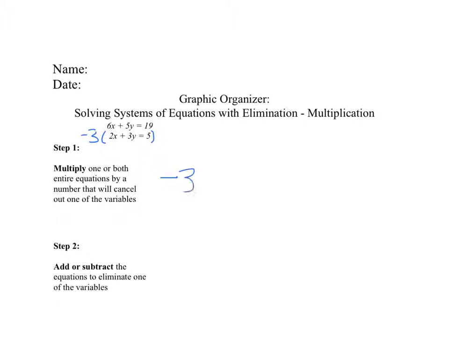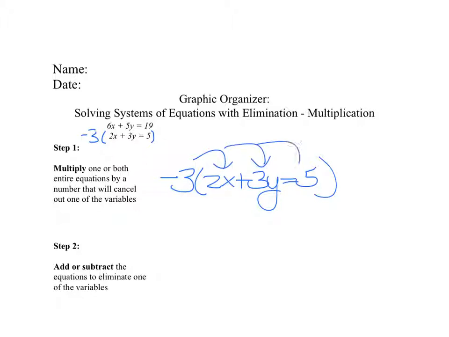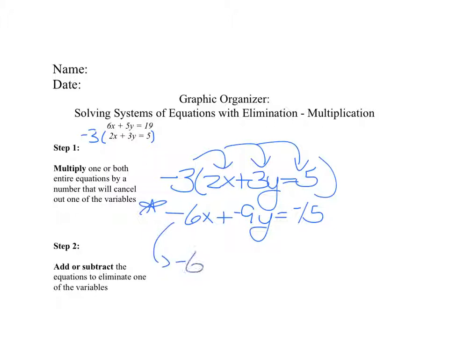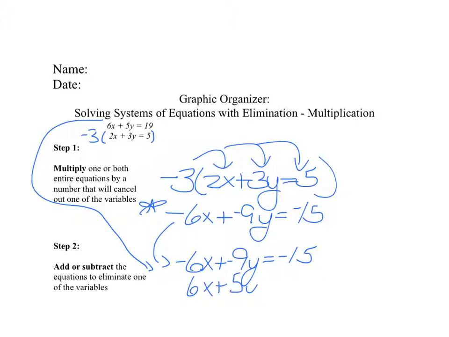So I'm going to take this bottom equation, I'm going to multiply everything in it by -3. Just like how yesterday we multiplied everything through by a -1. Everything gets -3. And I get -6x plus -9y equaling -15. This now becomes my new equation for the moment. So this equation comes down here, -6x plus -9y equals -15. And the other equation that I haven't even used yet also comes down. So 6x plus 5y equals positive 19.